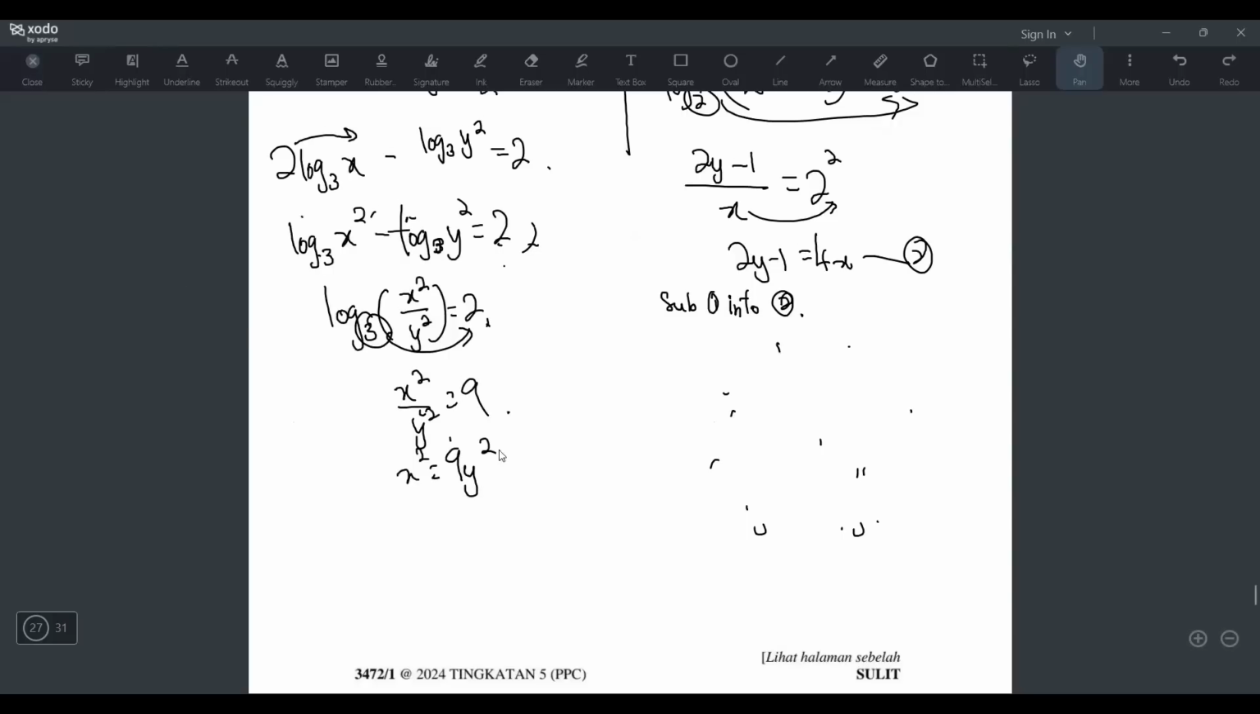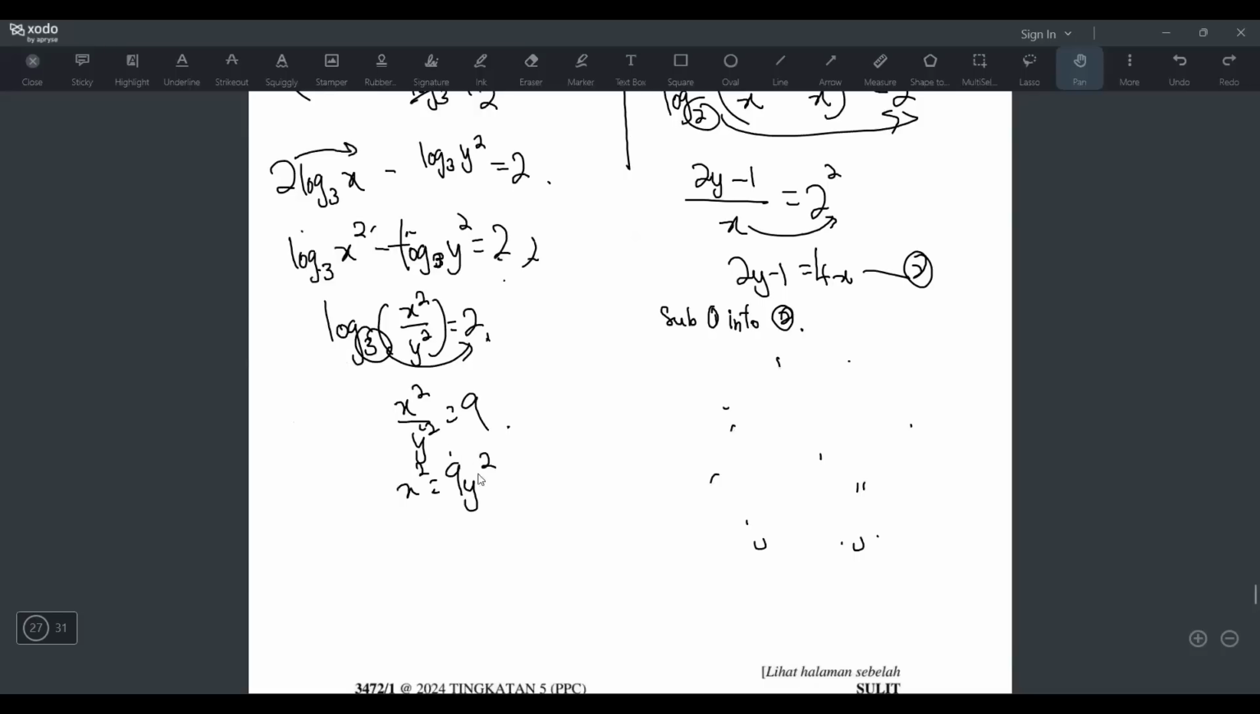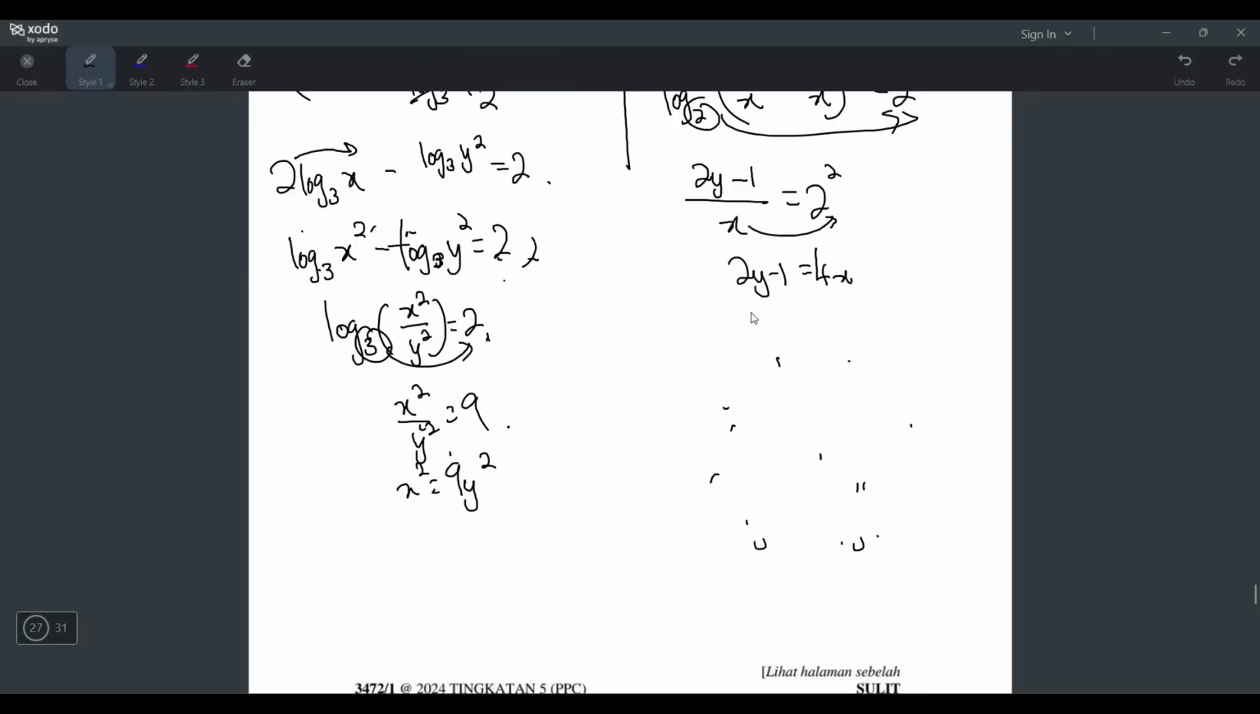But this one got square. So I will not try to cari xy single from here. Saya takkan jadikan XY single daripada sini. Instead, I will do it the other way. I think I'll try to jadikan X single dari sini. Or you want to cari Y single from here also can, and then ganti here.